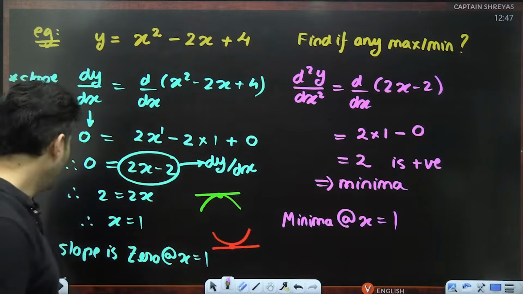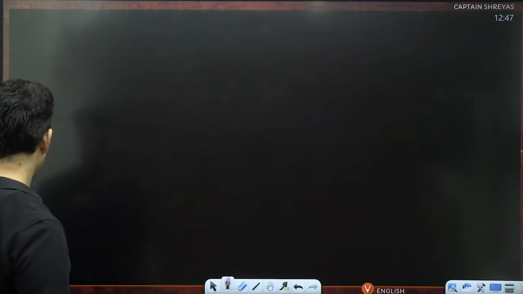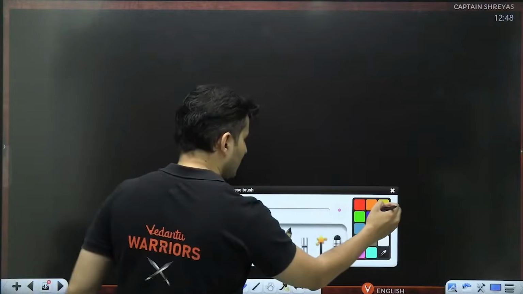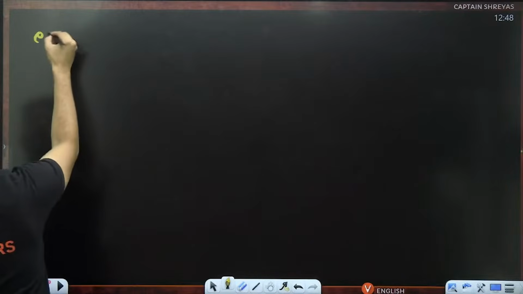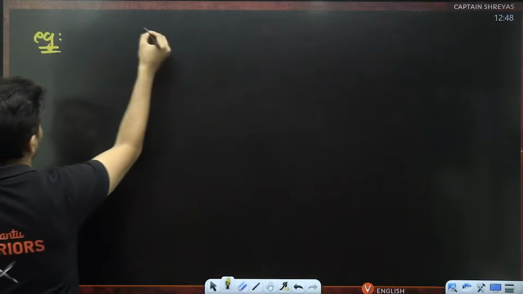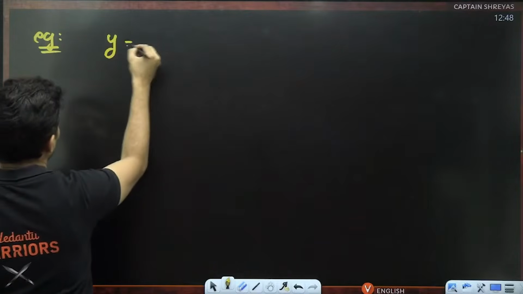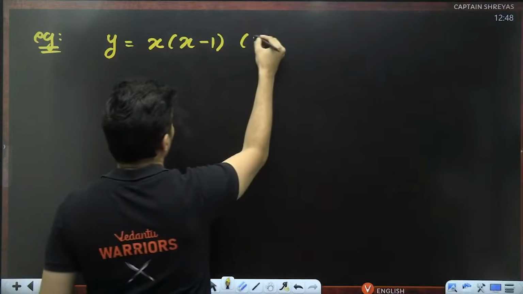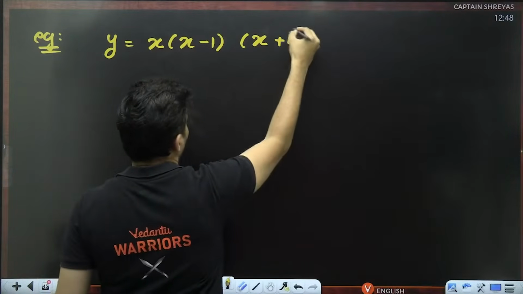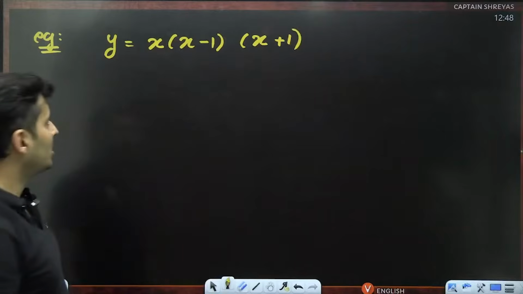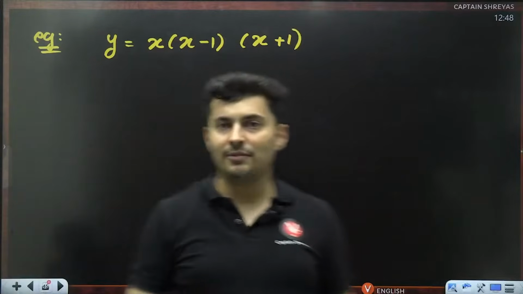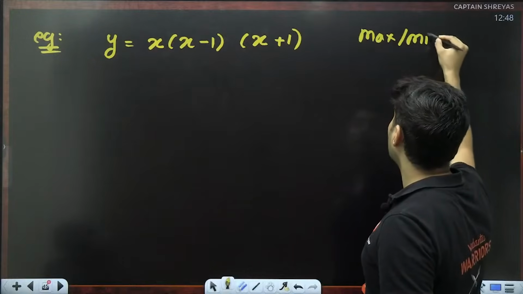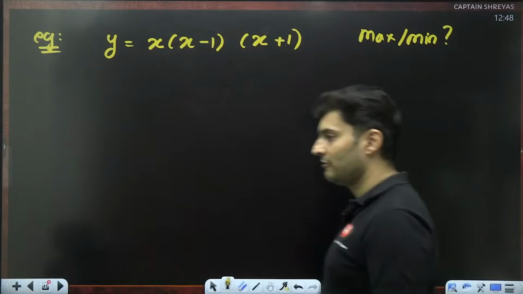Let's take one more question so that you understand it properly. Let's say the question goes like this. Y is equal to x into x minus 1 into x plus 1. Okay, this is the question. I want to find if there are any maximas or minimas in this particular graph.